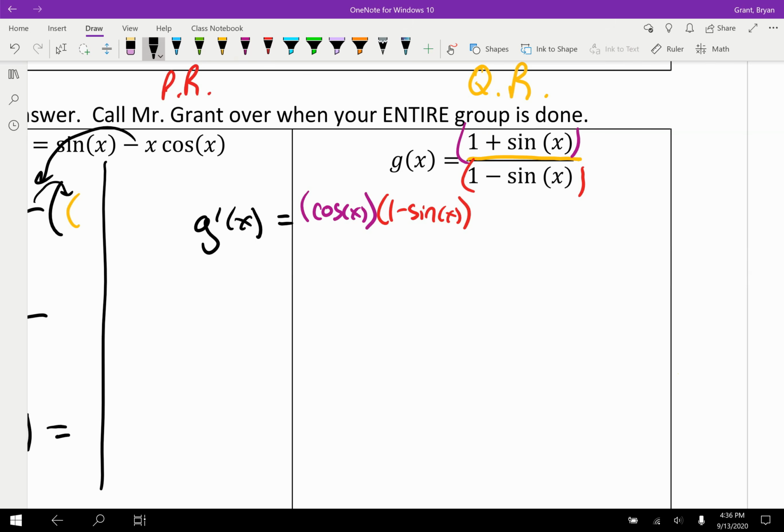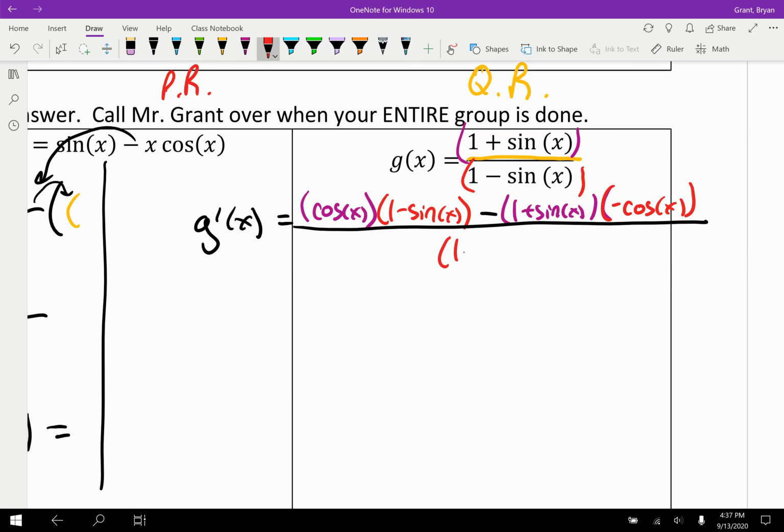Nothing awful. Minus in the quotient rule. And now we keep the first one the same, the numerator the same, and we do the derivative of the denominator, 1 minus sine of x, the 1 becomes a 0. There's still a minus that's there though, and then the derivative of sine is cosine, so I think it becomes minus cosine of x. All of this, of course, being divided by the denominator squared. Well, are we done?